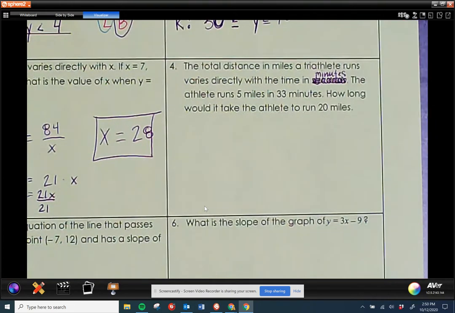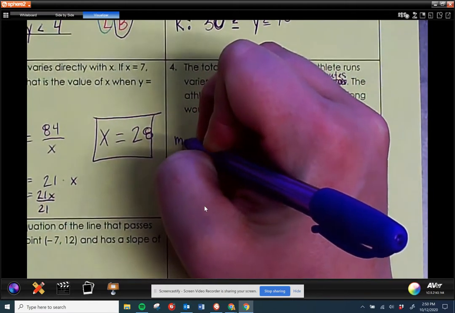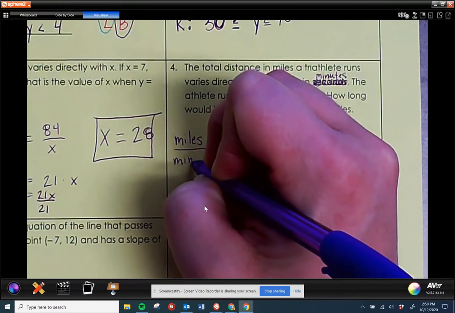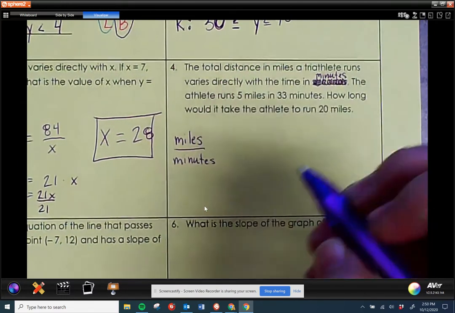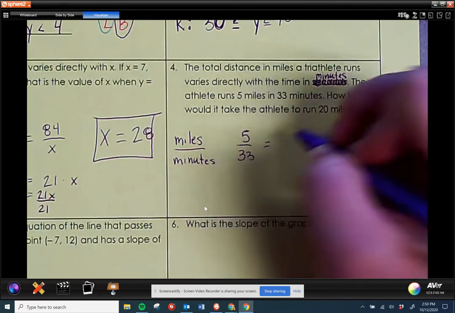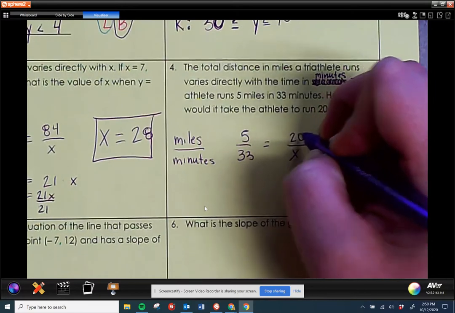Okay. The athlete runs 5 miles in 33 minutes. How long would it take the athlete to run 20 miles, right? So it's telling us that miles vary directly with minutes. If he runs 5 miles in 33 minutes, how long would it take him to run 20 miles?